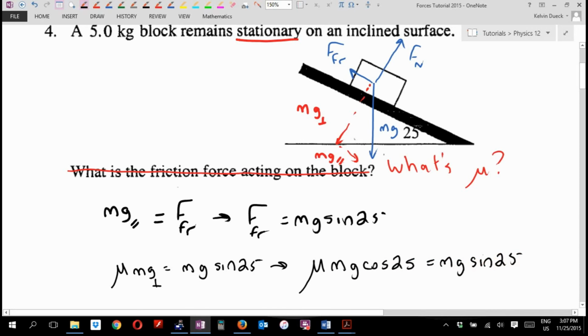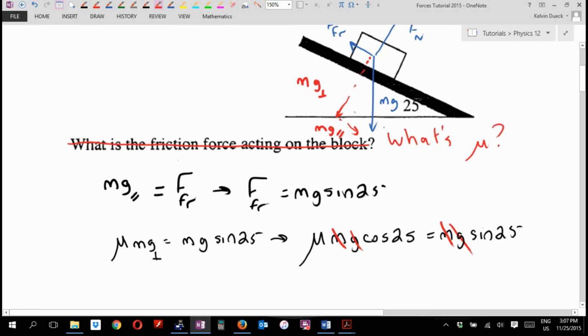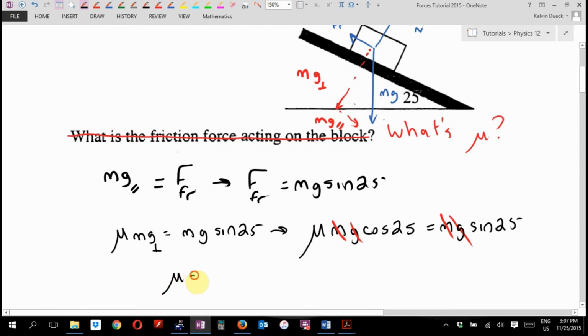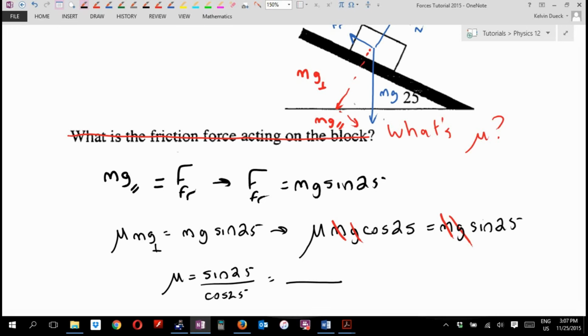This is kind of a neat one because is there an M in everything? Turns out I didn't need to give you the mass, although the question did. Oh, strangely, is there a G in everything? How would I get the mu by itself? Divide by cos. Yep, divide by cos. So mu is going to be sine 25 divided by cos 25. Whatever the heck that is, I'm going to assume you can type that into your calculator, yes? What are the units for mu? None. None. Okay.